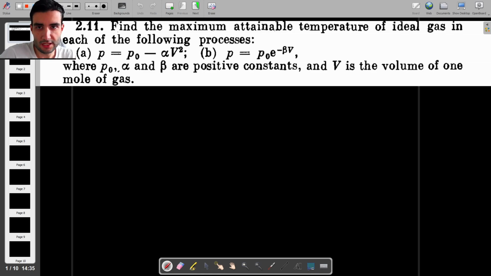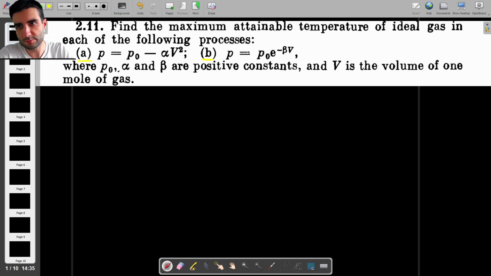The question states that we're dealing with two processes. So we've got part A and part B, and we have to find the maximum attainable temperature of an ideal gas in each of those processes.